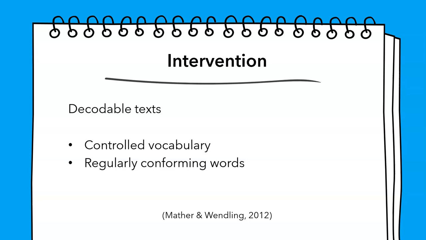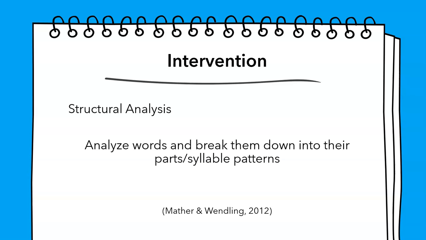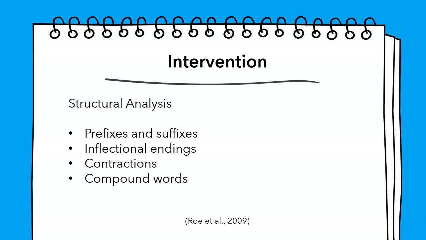Teachers can also instruct students in structural analysis, which means analyzing words and breaking them down into their parts and patterns, their syllable patterns. The word parts that we look at include prefixes and suffixes, inflectional endings, which are added to change the meaning of a word. If we add the letter S to girl, then it becomes girls. So in this case, that S is an inflectional ending. We can also look at contractions and parts that make up compound words.